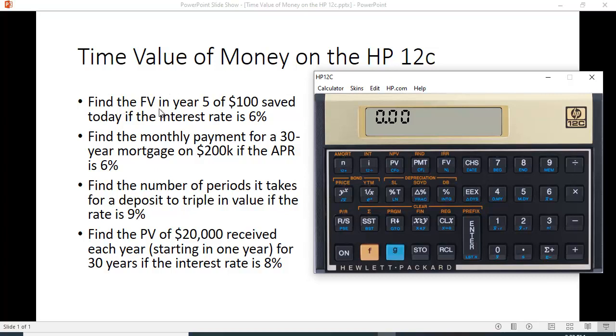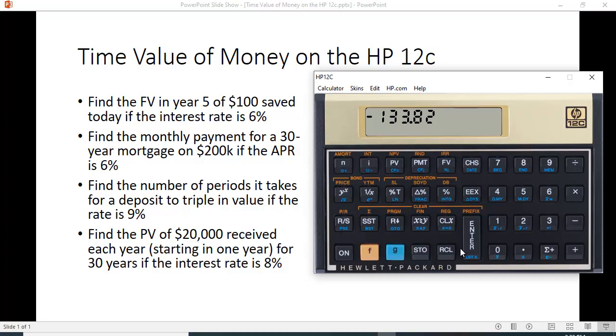So let's do a few problems here and see how these work out. Let's find the future value in year 5 of $100 saved today if the interest rate is 6%. So 5 is N, 6 is the interest rate, and 100 is the present value. We compute the future value, and we get $133.82.